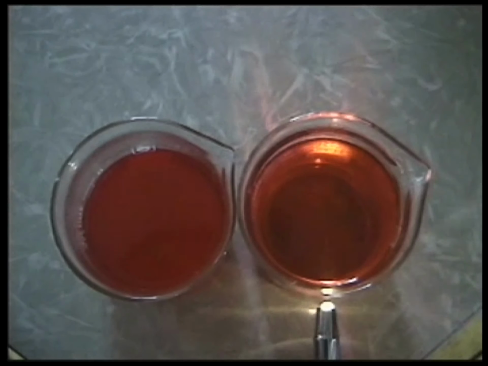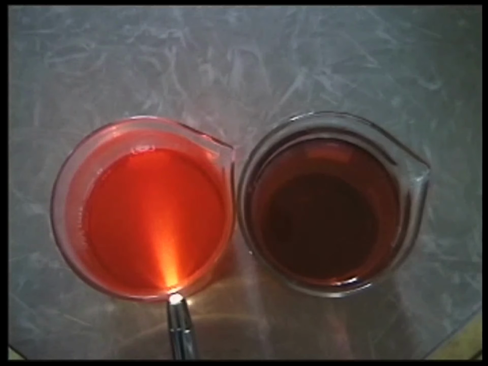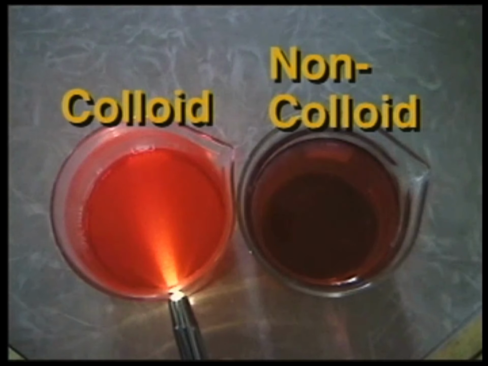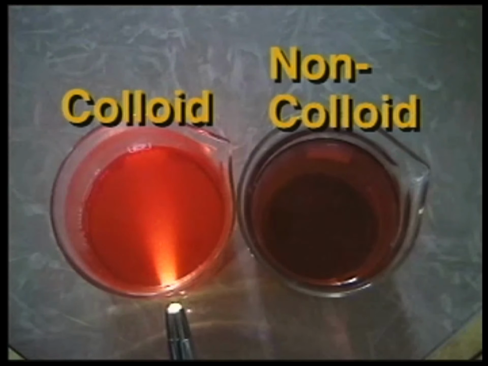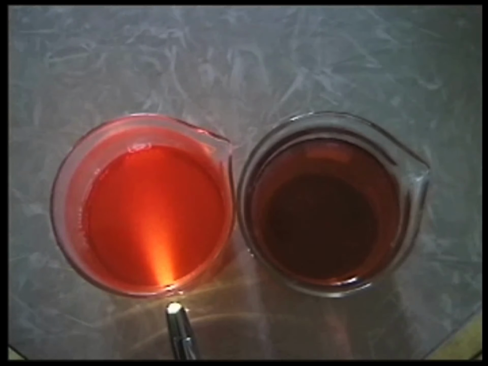The liquid on the left is a gelatin, a colloid. The liquid on the right is colored water, a non-colloid. Due to the properties of the gelatin, light can pass through it and the particles can be seen, but the particles in the colored water on the right cannot be seen.